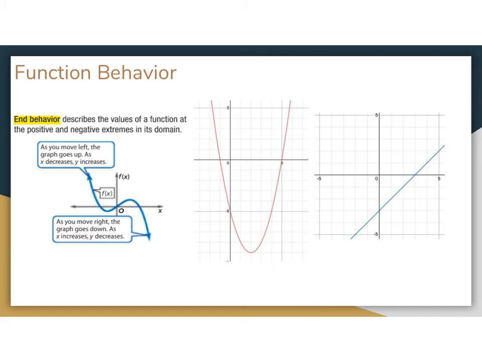As x increases, though, you'll notice on this graph, we could say that the end behavior as x increases, y decreases. Whereas on this graph, the end behavior as x increases, y increases. Again, if we look at this graph as x decreases, y decreases, and as x increases, y increases.